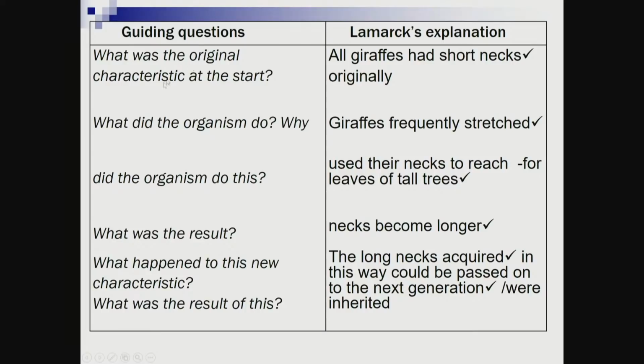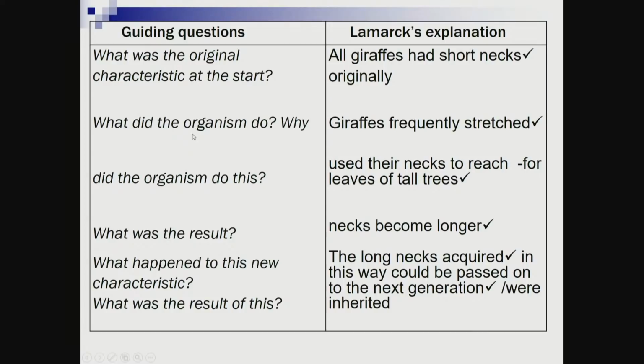So what was the original characteristic? What did the organism do? Why did the organism do it, and what is the result? So we acquire a mask, we wear a mask every day, and that makes us grow a mask, and that is the acquired characteristic that we passed on to the next generation. So according to Lamarck's theory, that is just an example.